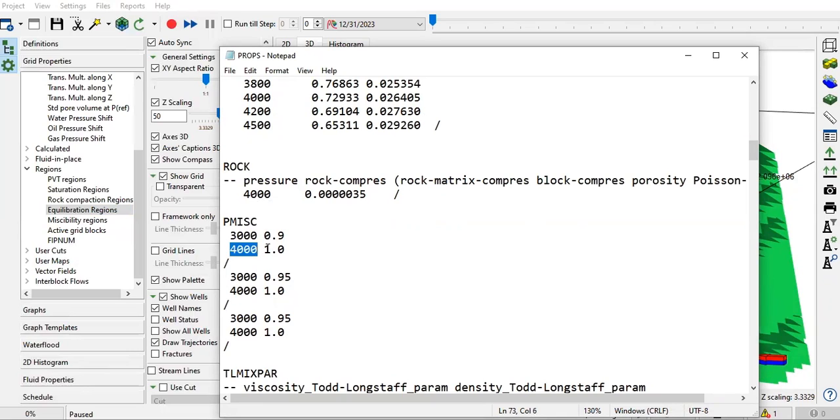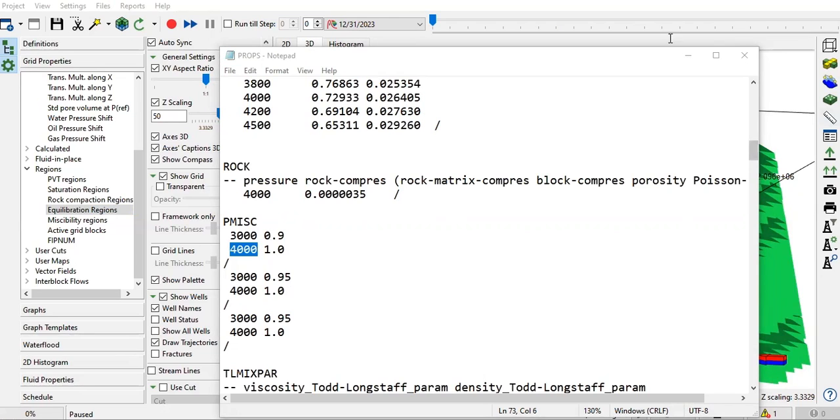Okay, and this is the miscibility, which will vary between 0 and 1. Okay, the miscibility equal to 0 corresponds to immiscible displacement, and 1 refers to miscible displacement. So we are targeting more the miscible injection, miscible displacement, which is good for our enhanced oil recovery. Okay, and then TLMIXPAR.